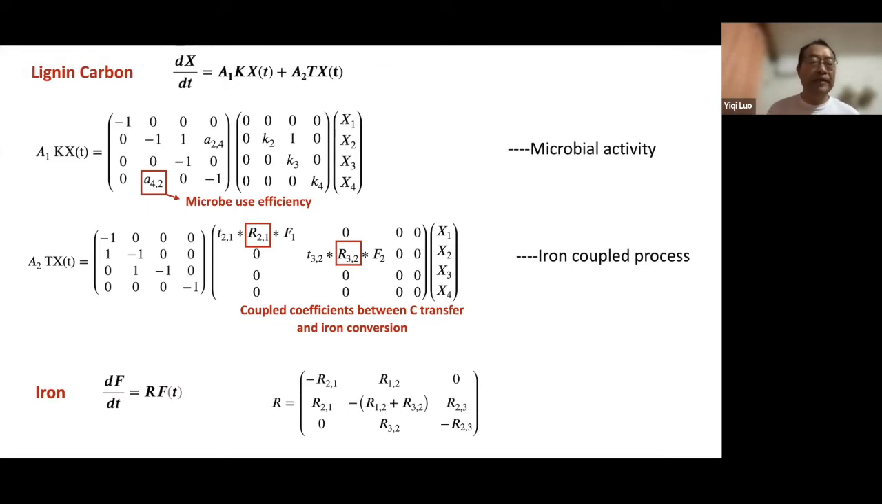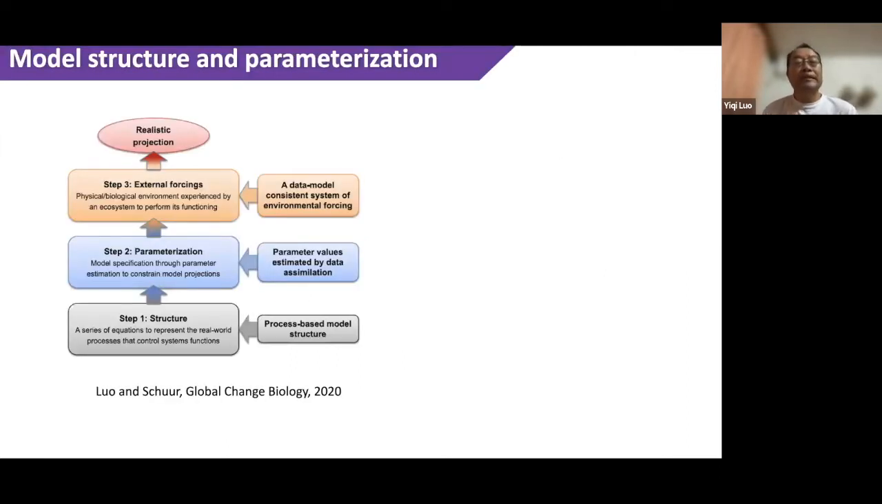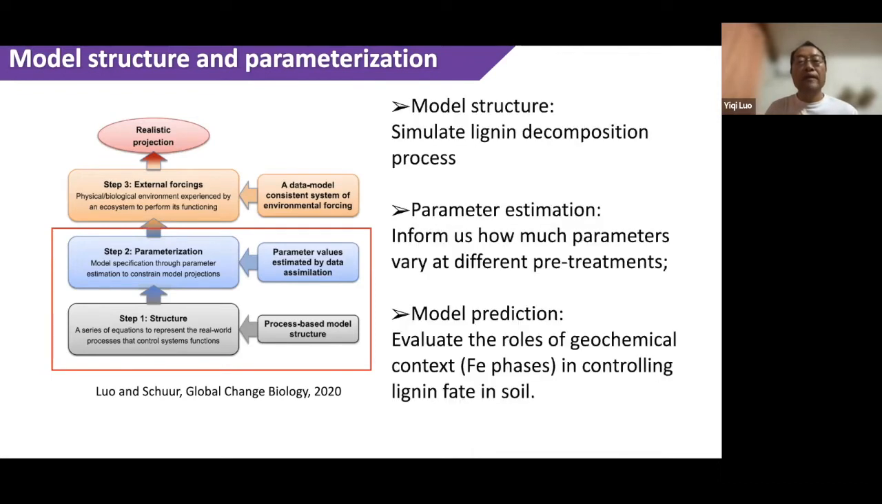We also have an iron model at the bottom of this slide. We use a so-called data-driven approach. Data-driven approach is basically that we use the data to select the best alternative model structure. And then once we select the best alternative structure, we use data assimilation to estimate the parameters by maximum likelihood. In this way, we try to see what mechanisms underlie the litter decomposition.